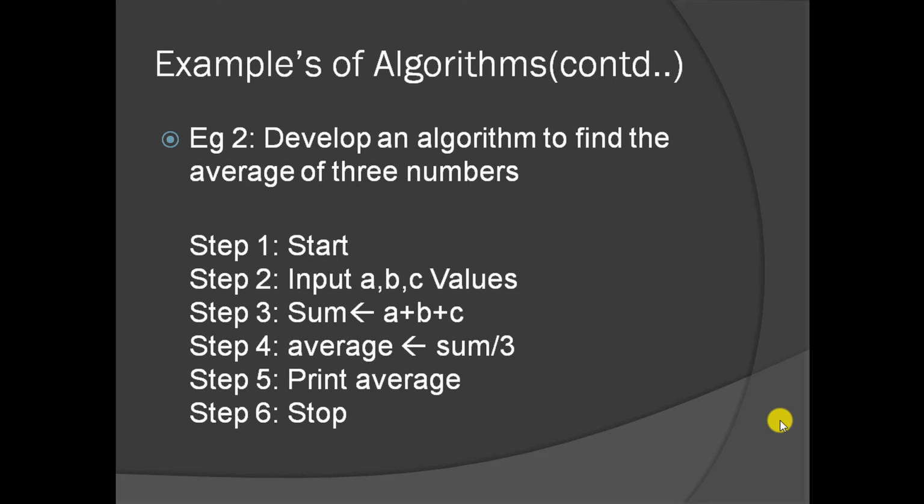And in step number 4, we are calculating the average by dividing sum by 3, because we are calculating the average of 3 numbers. Suppose if we are calculating the average of 4 numbers, we need to divide by 4. Whatever result we get, we store it in the average variable. In step number 5, we are printing that average value to the output screen. Step number 6, we are stopping the algorithm. This is the example for the average of 3 numbers.